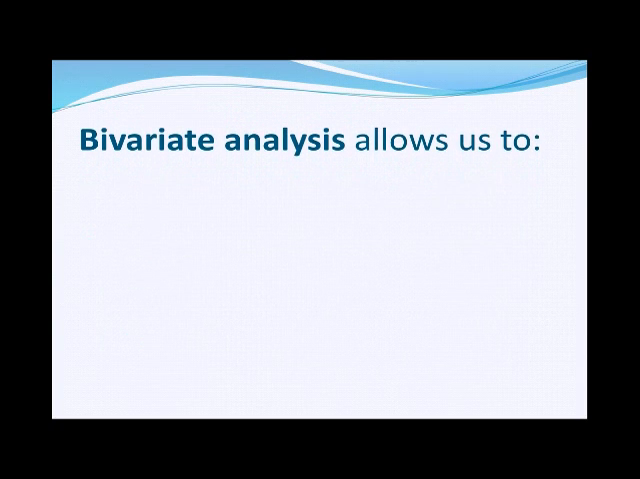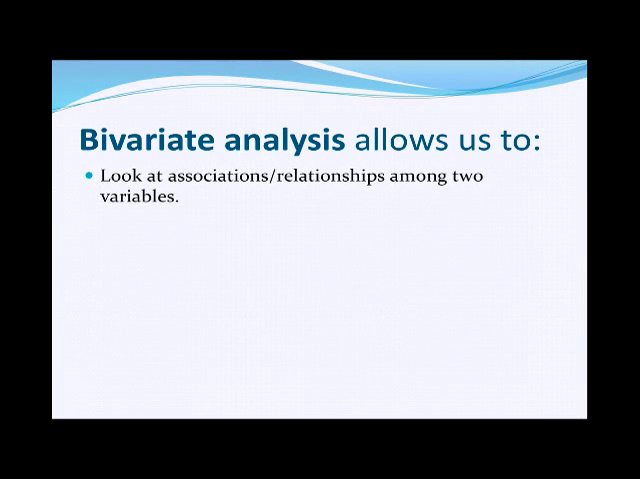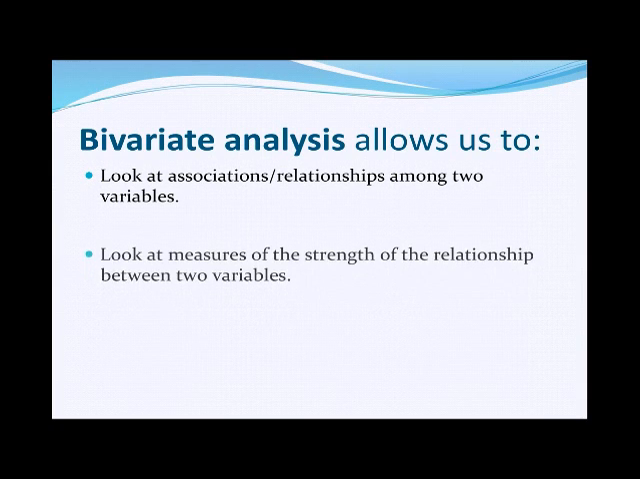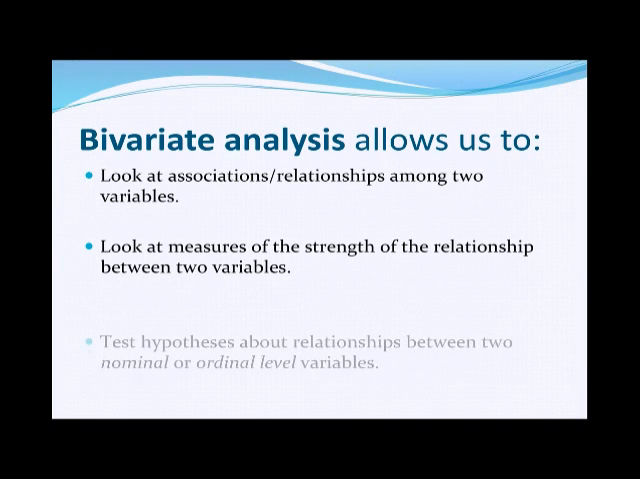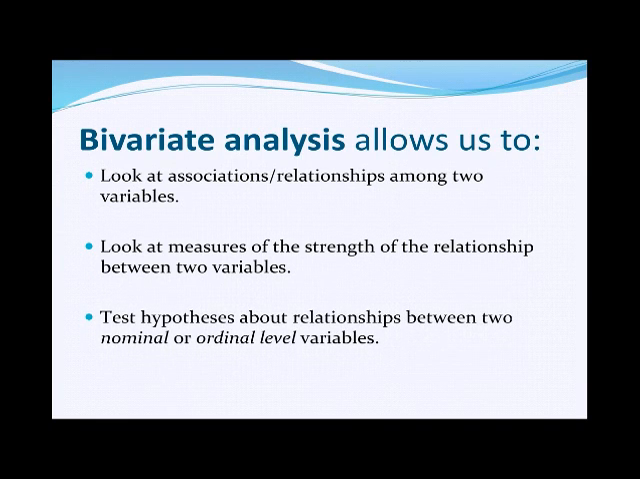Now, what we're going to learn in our bivariate analysis is how to look at associations, relationships among two variables, look at measures of the strength of the relationship between two variables, and test hypotheses about the relationships between two nominal or ordinal level variables. But for this demonstration, we'll only be using nominal variables.